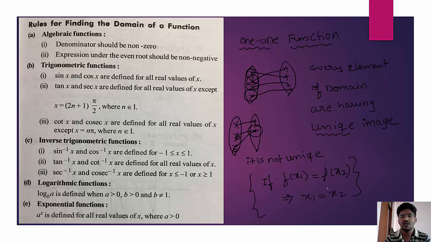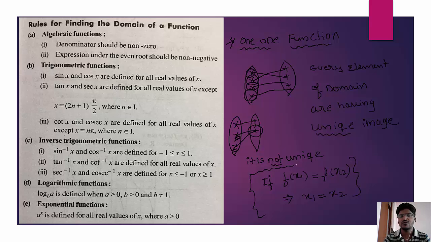If we take one example, it will be very simple. So let us take one example and try to solve it. But before going to the example, please make sure that a 1-1 function means every element of the domain must have a unique image. If two elements have the same image, then it is not unique. That has to be clear.